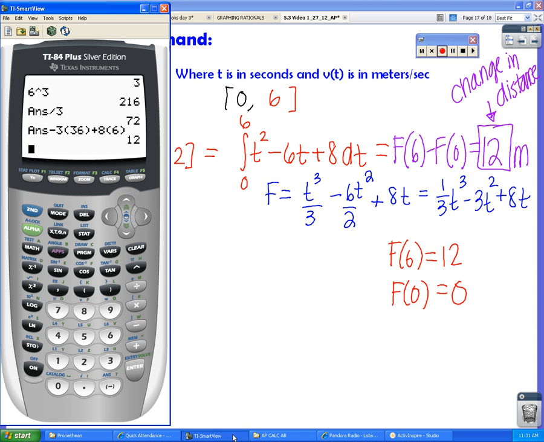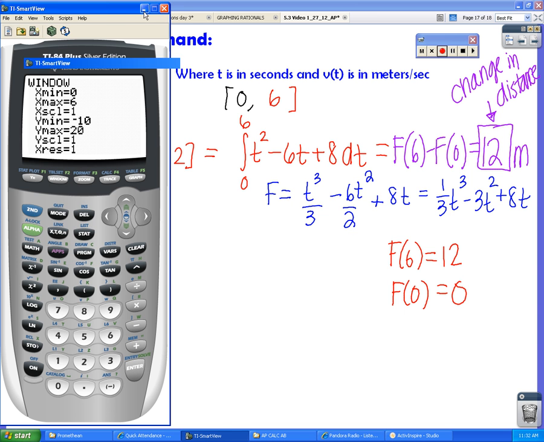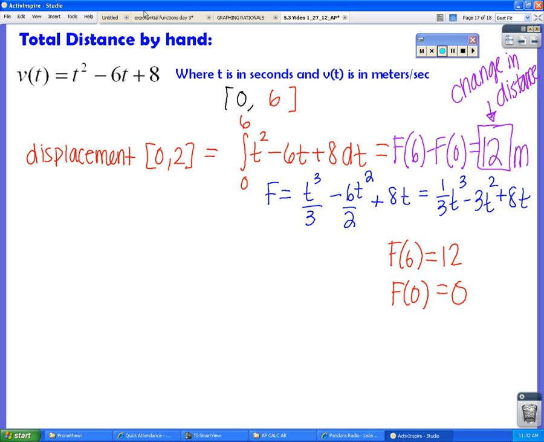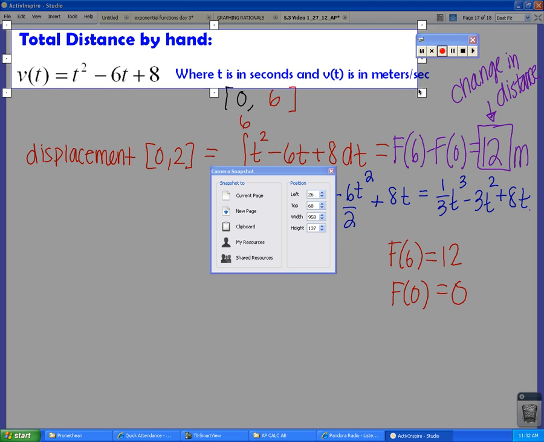The other thing I actually want to do is I will end up showing you the graph at one point. So let me get that set up now. So that's t squared minus 6t plus 8. And then my window, negative time does not work for us, and we're only going to 6. And my y values, I'm going to assume negative 10 to 20. And we'll see if that's enough. Right. So now I'm going to actually do the same exact problem as a total distance traveled, which is different. It's a completely different question.